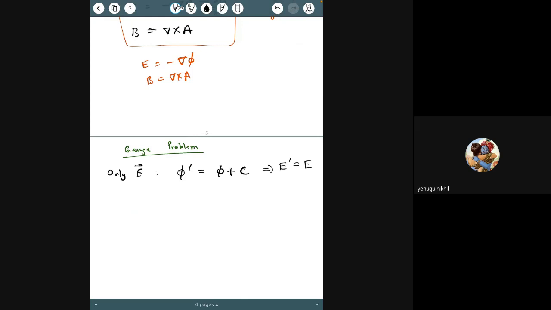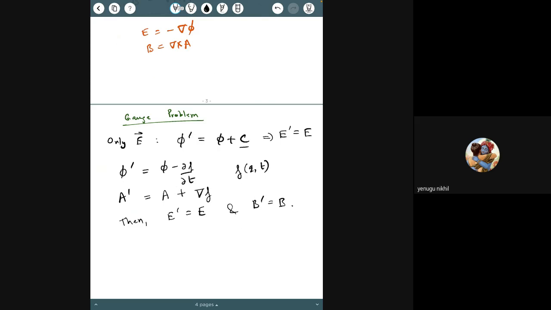But here, since E and B are coupled, it is not exactly just a constant, the solution is that if phi prime is phi minus the time derivative of some arbitrary function, and correspondingly the vector potential is shifted by the gradient of the same arbitrary function, where f is a function of position and time, okay, then E prime equal to E and B prime equal to B. So if you put back this phi prime and A prime in Maxwell's equations 3 and 4, you will be able to see that if you simultaneously shift A with the gradient of a function and the scalar potential with the time derivative of the same function, then you get back the same E and B. Okay.